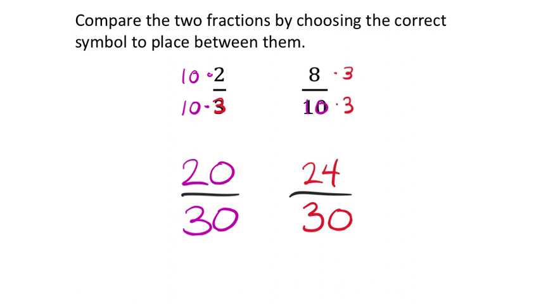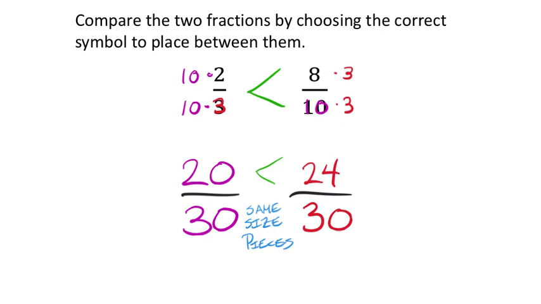And now I have common denominators, which means I'm looking at the same size pieces. I just need to know which one has more pieces. Well, 24 is definitely bigger than 20, so I would expect that to be 24. So in the original fractions, 2/3 would be less than 8/10.